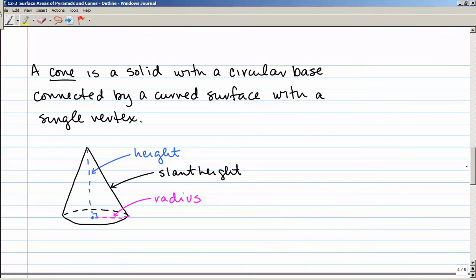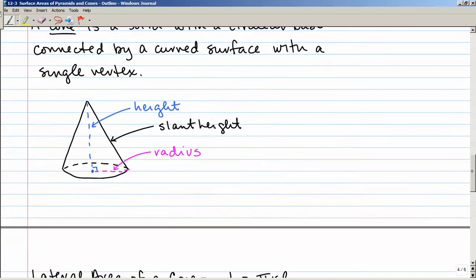Now a cone is a solid that has a circular base connected by a curved surface with a single vertex. So just think of an ice cream cone upside down. So here we have our circular base, and the pink dashed line is the radius of the base. The blue dashed line is the height, that's the distance from the vertex perpendicular to the base, and then the length of the edge from the vertex to the outside edge of the circle, that's your slant height.